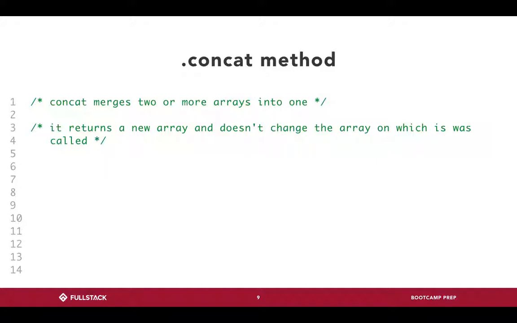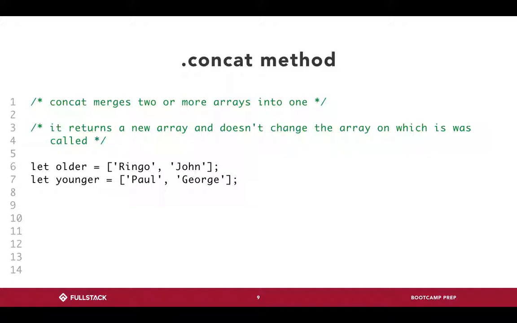Yeah, it gives us a brand new array. It doesn't actually mutate the existing one. So we have these 2 arrays, one with Ringo, John, one with Paul and George. And basically, we call concat on the array that we want to have its values come first. So we're saying, hey, take the elements that are in older. So I want an array that has Ringo and John. And then I want to take whatever's in the other one and smash it onto the end. But give me that as a new array.